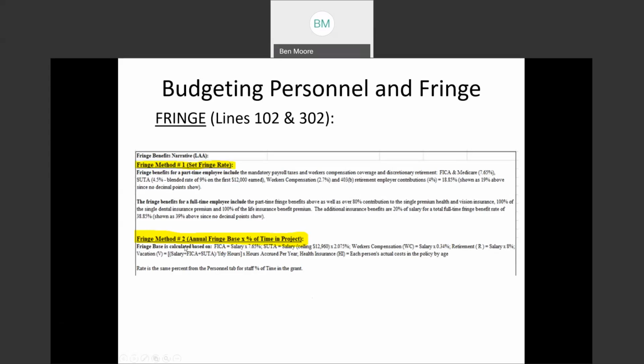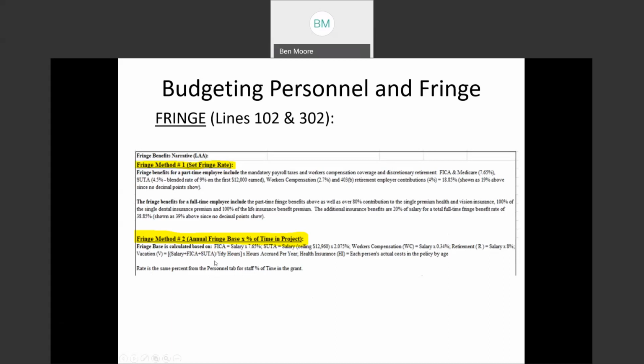For fringe benefit method number 2, they clearly describe how the fringe base is calculated because, as I mentioned, it is calculated separately outside of the spreadsheet. So you would give a clear formula for how that is calculated, similar to the one that's listed here. And if you need to, I'd recommend pausing the video and taking a closer look at all the clear description that they give in this particular example. And here there's a note that just says the rate is the same percentage from personnel tab for staff percentage of time in the grant.